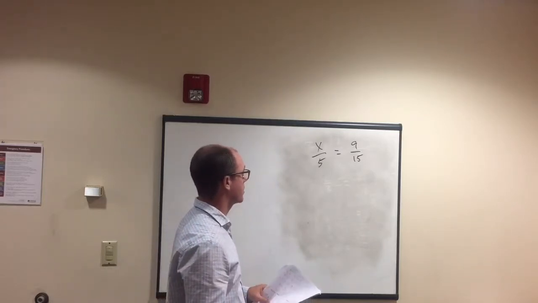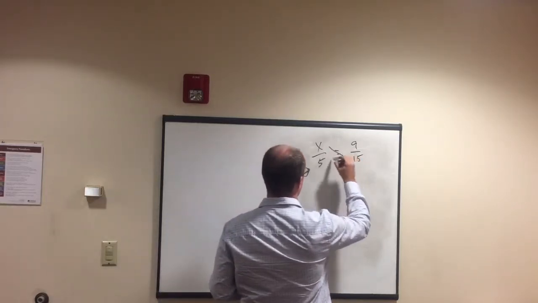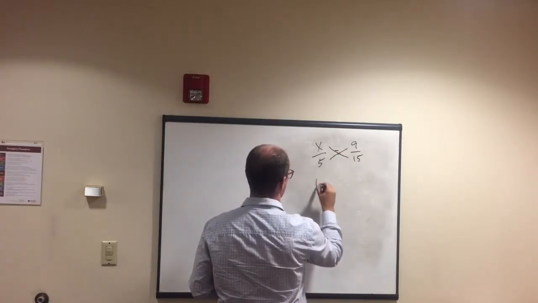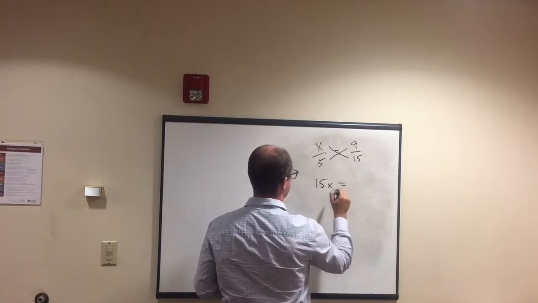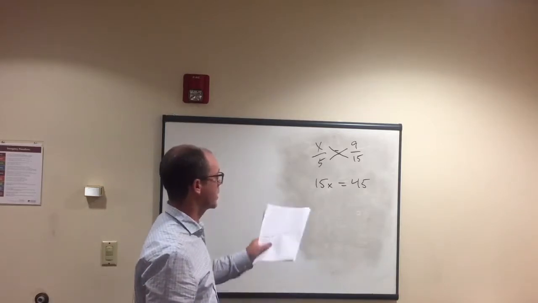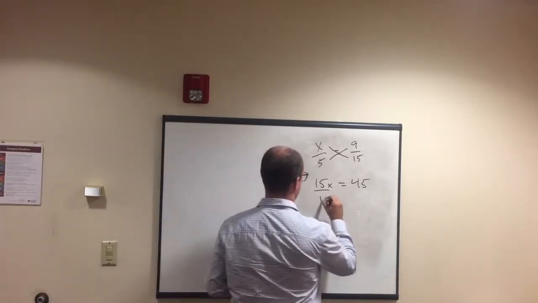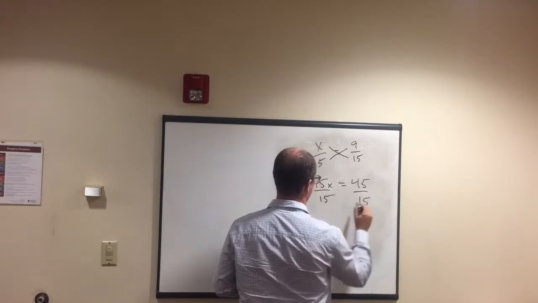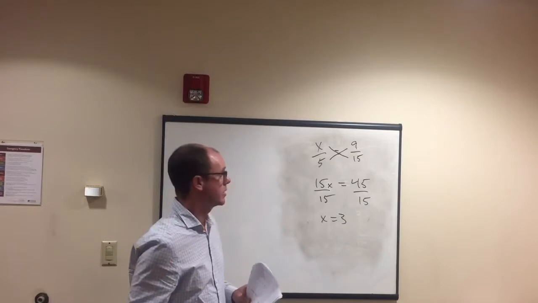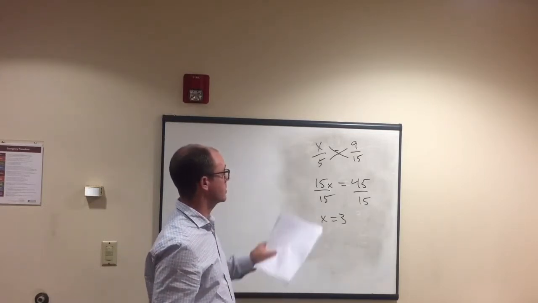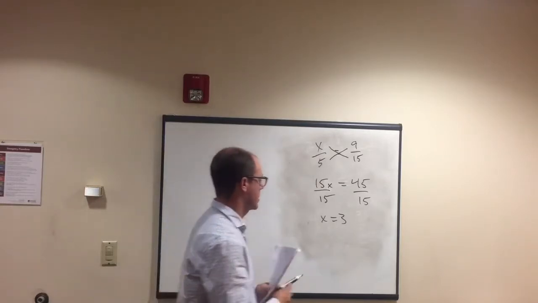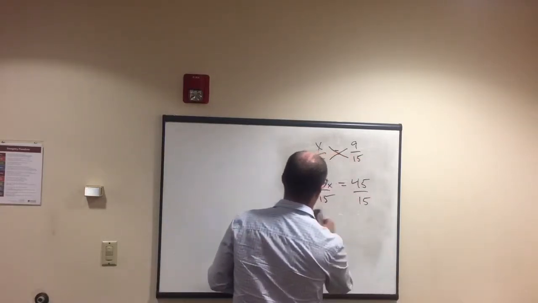So this is cross multiplying, right? Which means we're going to multiply those two things into each other. So 15 times x is 15x, 9 times 5 equals 45. And from here, get rid of that 15, divide each side by 15, x equals 3. So that's how we go about solving this. When you see something like this, you got two fractions and you got a variable in there, cross multiply and solve.